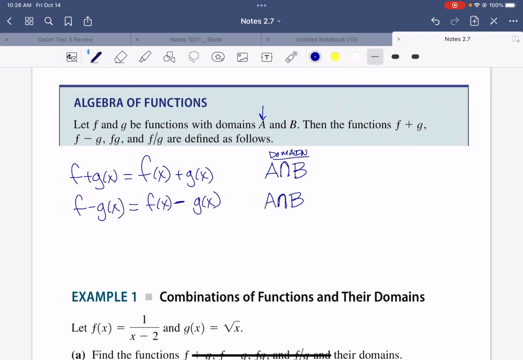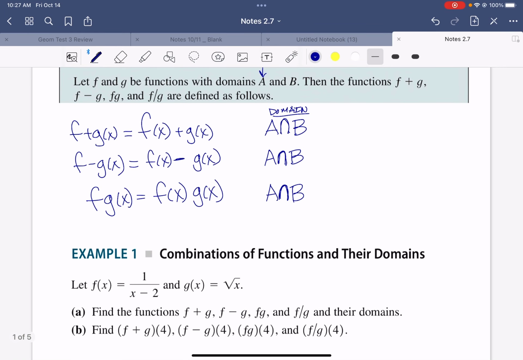So again, I can make a new function f minus g by taking all the outputs of f and subtracting all the outputs of g. I can also make a new function fg, which is just you take all the outputs of f and all the outputs of g and you multiply them together. But again, in this case, we need stuff from this domain and we need stuff from this domain. And so since we say and, we do an intersection.